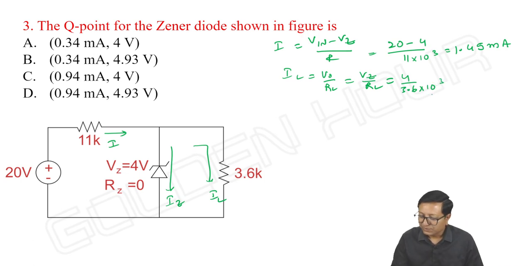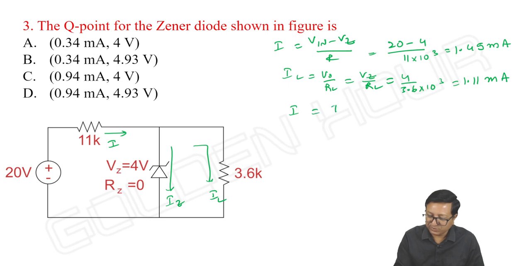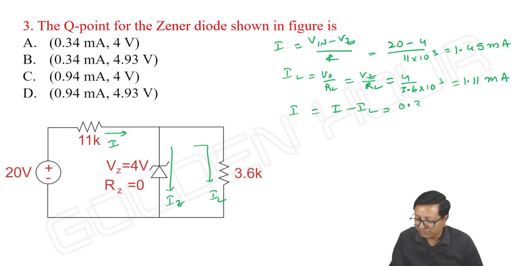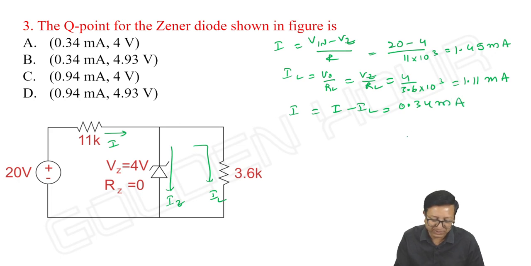So, 40 by 36, it is 1.11 milliampere. So, IZ is equal to I minus IL. It is equal to 0.34 milliampere. So, 0.34 milliampere with 4 volts. Option A is correct. It's a simple calculation at Q point. Anyway, they asked current and voltage.